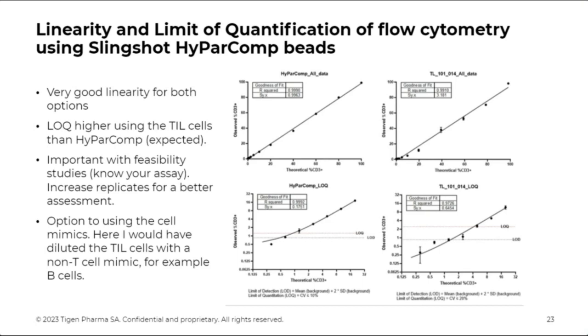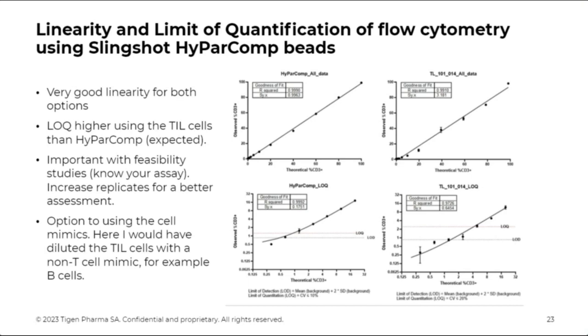This was the first time we tested this, so it was a feasibility study, and you do feasibility studies to know your assay. So what I would do to repeat this, I would increase my replicates for a better assessment than what we had here. And I think that I would choose the option to use the cell mimics instead of the hypercomp beads. So when I have the T cells, I would probably buy a B cell mimic, for example, to dilute my T cells with.